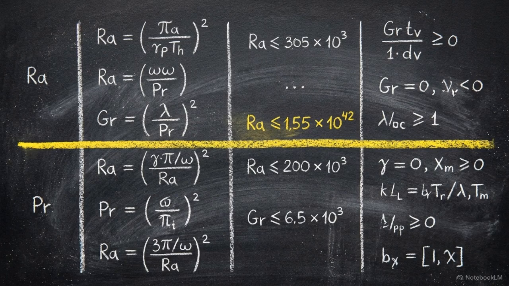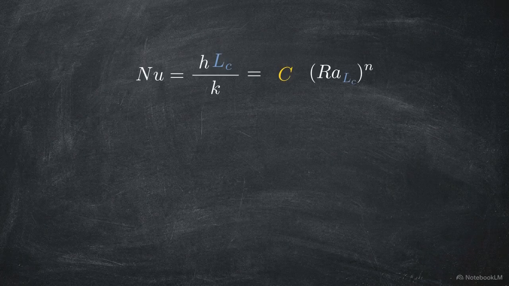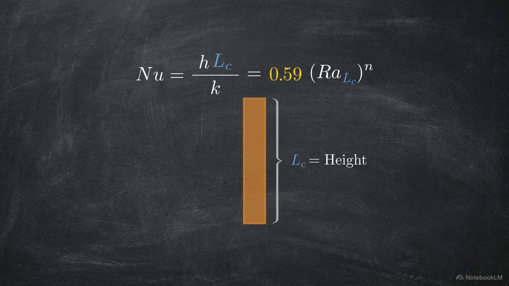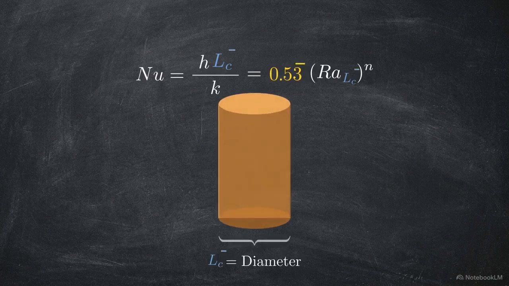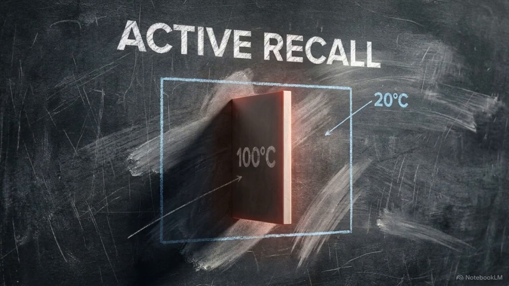The shape of the object also controls the equation. As we shift from a vertical plate to a horizontal plate to a cylinder, the constant c and the characteristic length Lc change entirely to match the specific geometry. Let's pause and test those initial steps.